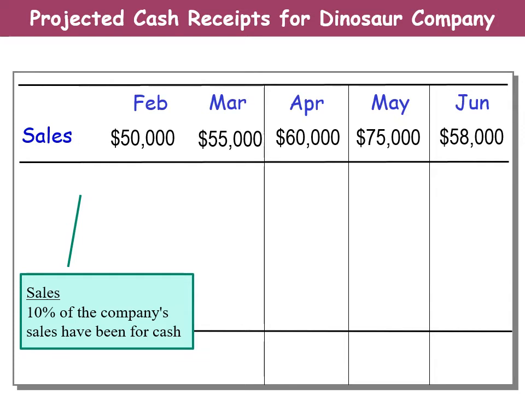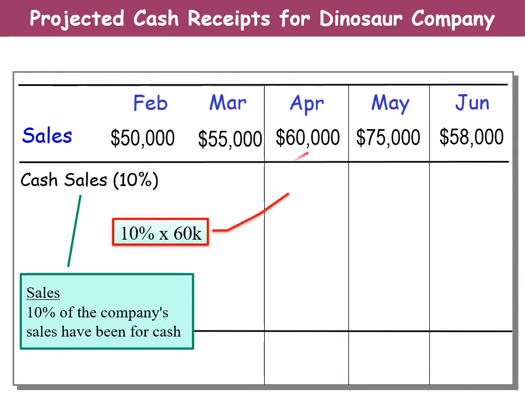10% of the company's sales have been for cash. That is cash sales, 10%. So it means that 10% of the sales is cash collected at the point of sale. Cash is collected immediately at the point of sale.